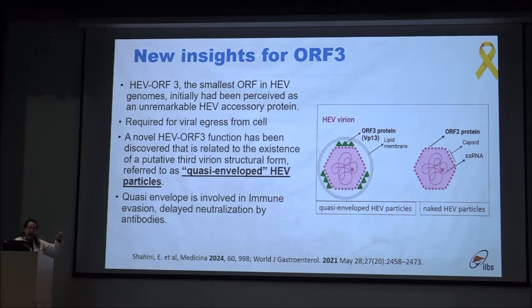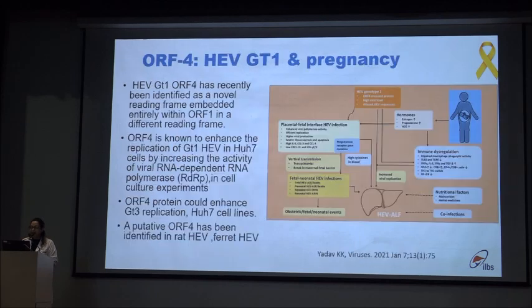The exact nature of the ORF3 which is situated in these quasi-enveloped particles, there are a lot of articles and speculation, but the exact reason why it is present is unclear. This quasi-enveloped form has been associated with immune evasion and delayed neutralization by specific antibodies. So you acquire an infection, the antibodies are formed, but the virus, through two mechanisms, one, the glycosylated ORF2 protein, and the other, this quasi-enveloped form, tries to not get neutralized by the neutralizing antibodies that are formed. And this is something which has come up very recently.